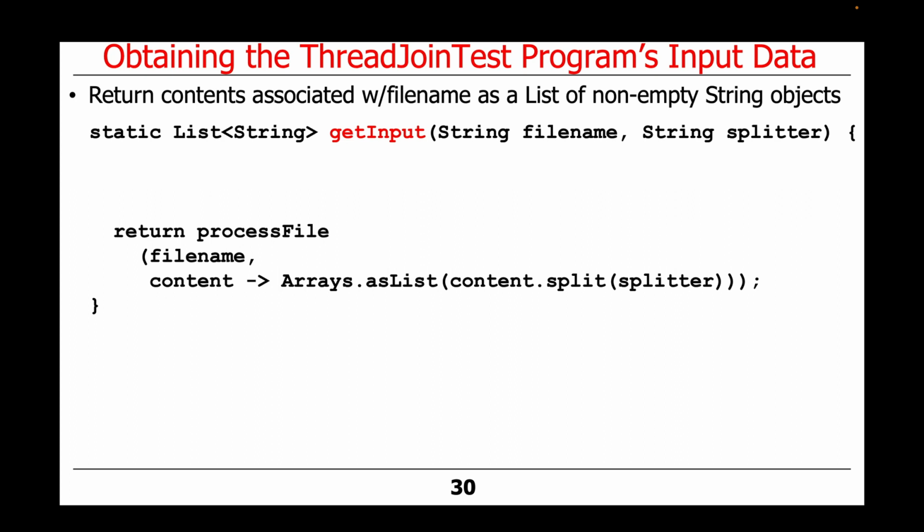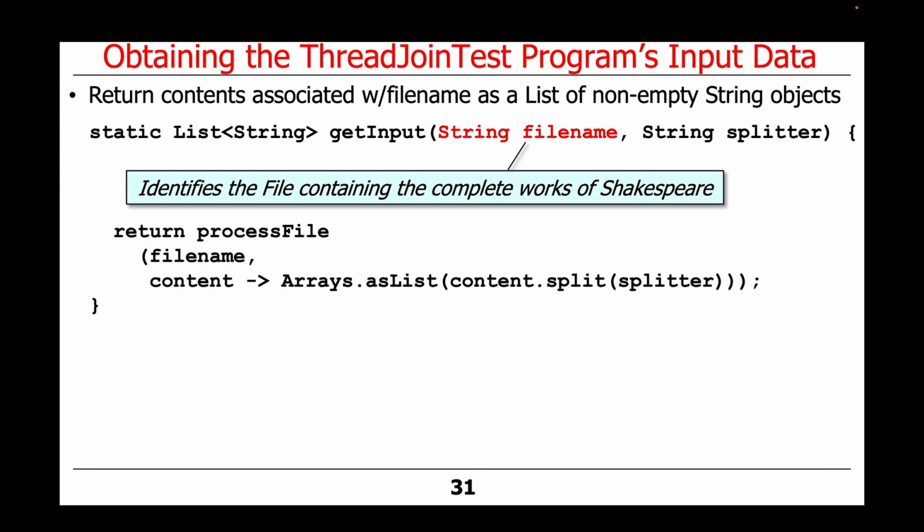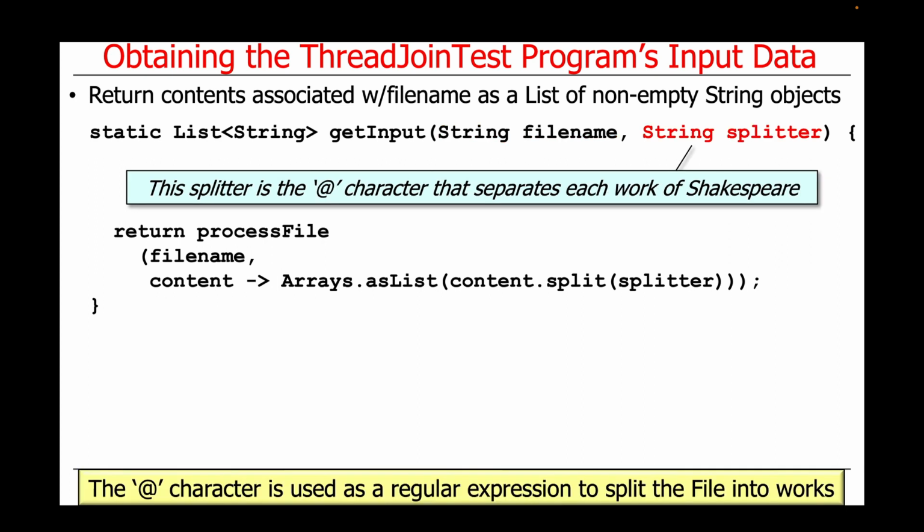We'll next walk through the implementation of the getInput method, which returns the contents associated with a file name as a list of non-empty string objects. The file name identifies the file in the resources folder containing the complete works of Shakespeare. The splitter parameter is bound to the @ character that separates each work of Shakespeare. We'll use the @ character as a regular expression to split the file into works shortly.